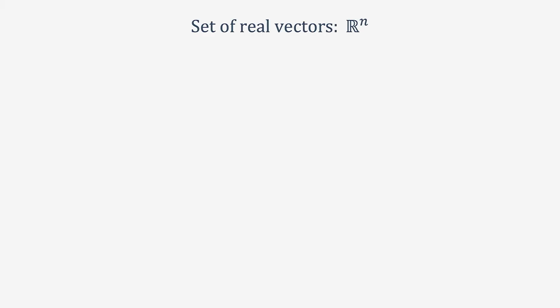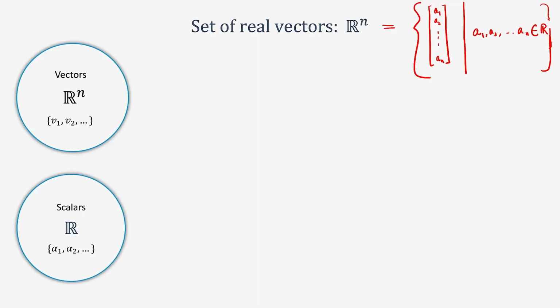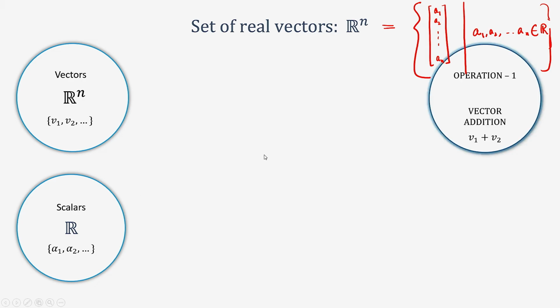First thing that we are going to deal with is the set of real vectors Rn. And what is Rn? Rn is a vector of this form where there are n elements, say a1, a2 to an, and all the elements here are real numbers. Let us consider the set of real vectors Rn and the set of real numbers which we are calling scalars. Now, we can define two types of operations on these two sets.